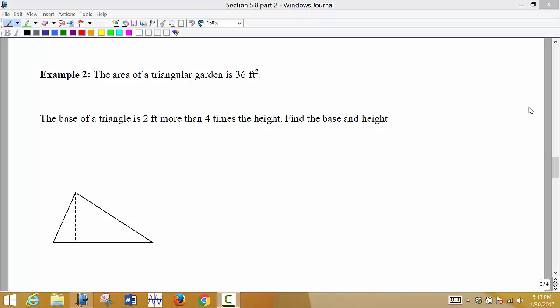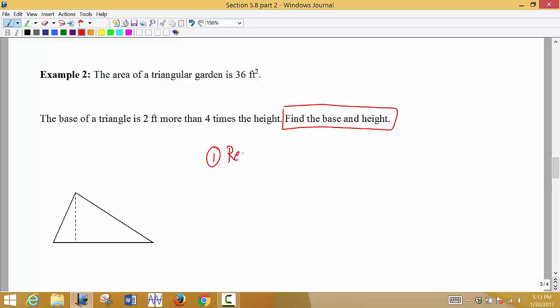For example 2, we're told that the area of a triangular garden is 36 feet squared. We're told that the base of the triangle is 2 feet more than 4 times the height. We're asked to find the base and the height. The first thing that I'm going to do is start with what I'm being asked to find.